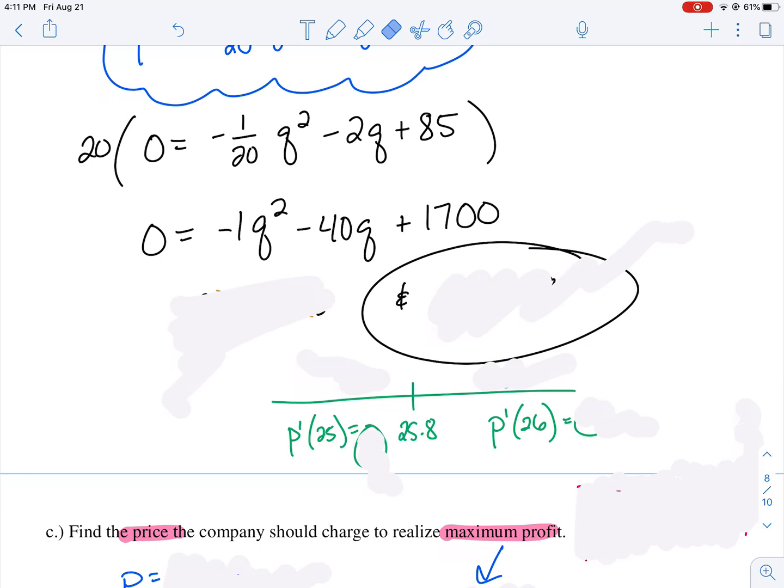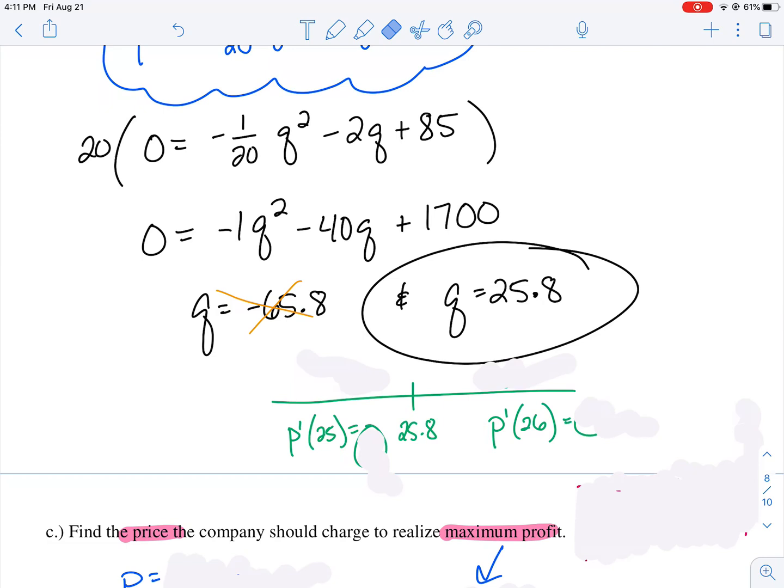So again, you have two options. You can either use the quadratic formula, where you choose a as negative 1, b as negative 40, and c as positive 1700. Or you can use your calculator, and I've shown you a couple different videos of how you can use your calculator to solve and find the zeros. When I did that, I ended up getting a 0 at negative 65.8 and a 0 at 25.8.